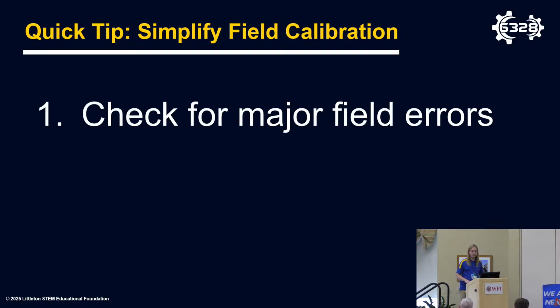The first is to check for major field errors. Examples would include AprilTags that are simply in the wrong location, or swapped with each other on the field, which we have caught before at our events. The robot was very confused when it saw those. Here we're more concerned about outright errors, not fields that are slightly out of tolerance.